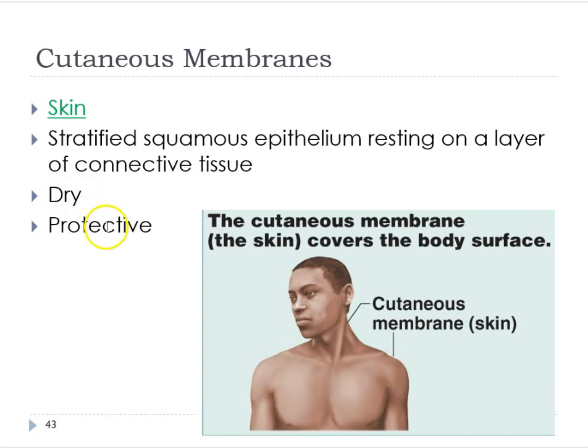It's dry, and it's protective, so other things can't grow on us. Things that really want to grow on us are things like fungus. When we die, fungus and mold really start to take over, but when we're alive, we have these chemicals that we produce to sort of kill them off.